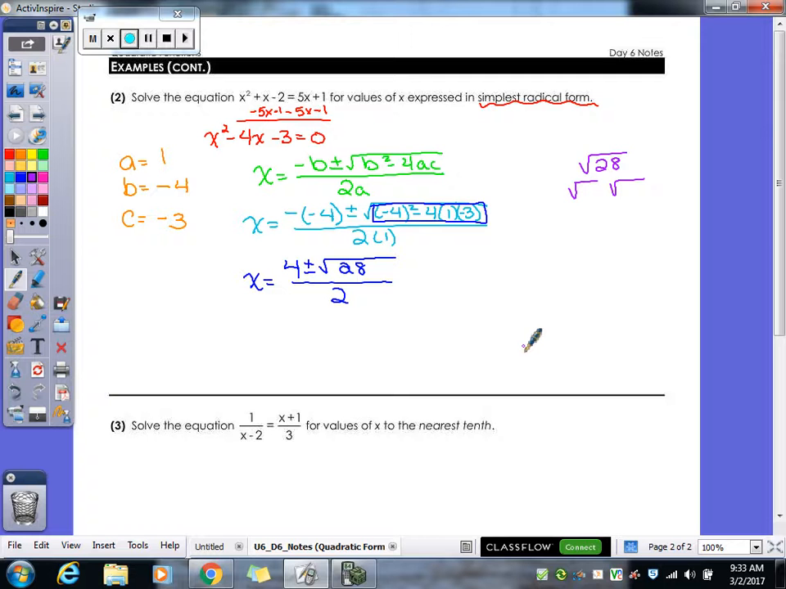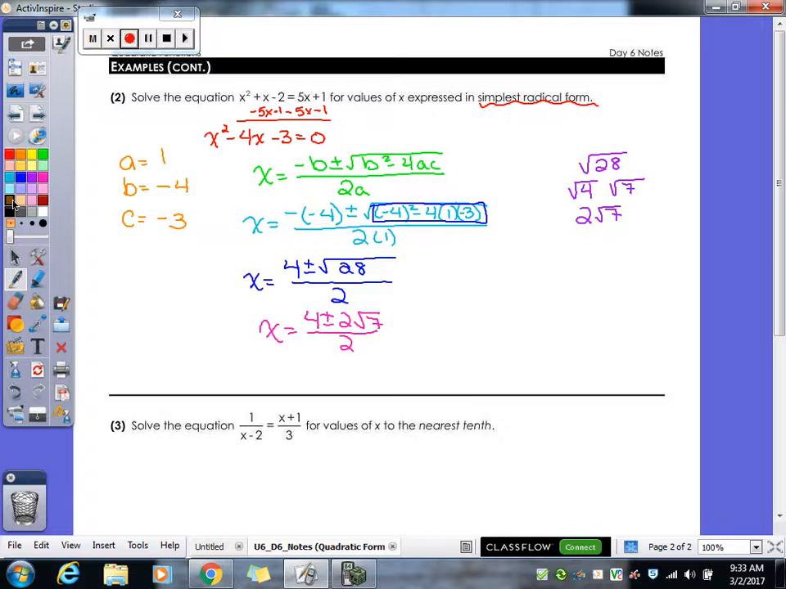Four times what? 7. So 4 goes first because that's the perfect square. 7 goes in the second radical. So what is the square root of 4? 2. So we get 2 radical 7. So now I'm going to go back here and plug that in. So I have 4 plus or minus 2 radical 7 all over 2.